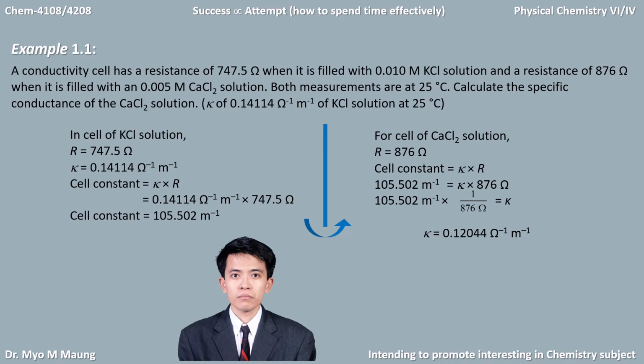We can apply the cell constant's value to calculate the required parameter of the CaCl2 solution. In the cell of CaCl2 solution, we are given that R equals 876 ohm. So, cell constant equals kappa into R. If we substitute the values 105.502 per meter for cell constant and 876 ohm for R, then we will obtain kappa equals 0.12044 per ohm per meter.